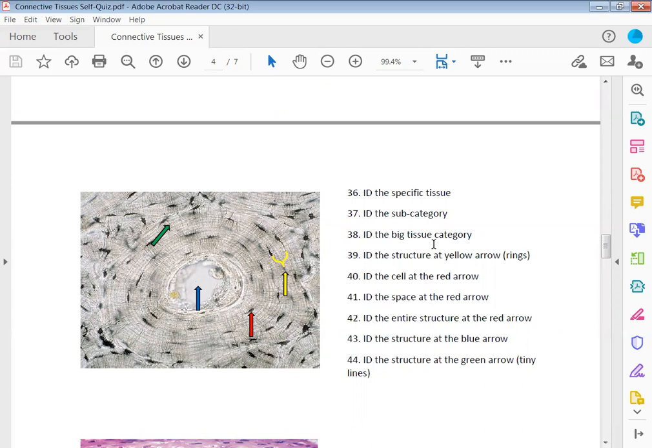Number 39 says, identify the structure at the yellow arrow, the rings. The rings are the lamellae. Number 40, identify the cell at the red arrow. The cell at the red arrow would be the osteocyte. Number 41, identify the space at the red arrow. That space would be a lacunae.